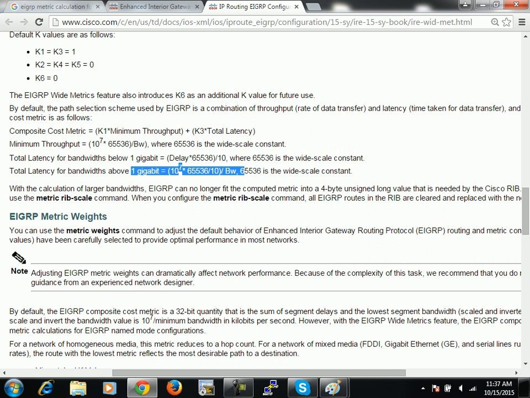Right? So hope you have understood the differences, the main difference between classic mode and named mode, especially in their metric calculation. There are some other differences too, but I'll be discussing all those differences during configuration only. Like there are some features in named mode EIGRP, right? So we will be doing that configuration in named mode EIGRP, but this was the difference in their metric calculation.